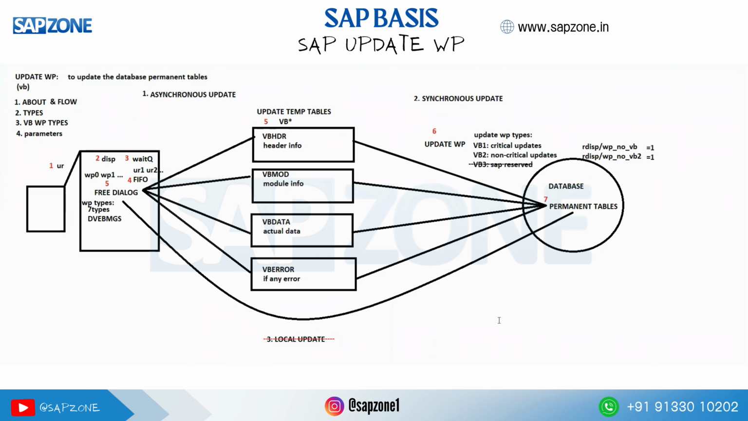In the same way, work processes are also 3 types, but VB3 you won't see in the system. Only you will see VB1 and VB2. For better understanding, just remove this one also. You will see VB and VB2. Understand?